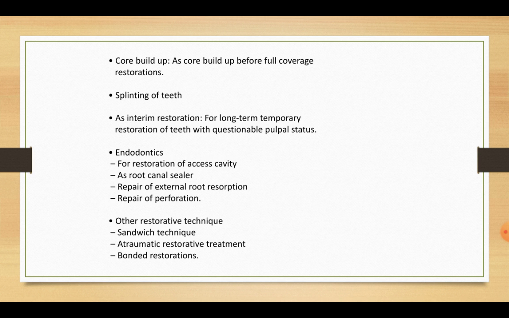Now coming to its use in endodontics. It is used for restoration of access cavity, as a root canal sealer. It can also be used for the repair of external root resorption and the repair of perforation. And other restorative techniques like sandwich technique, atraumatic restorative technique or atraumatic restorative treatment, or bonded restorations. These are other restorative techniques where glass ionomer cement can be used.